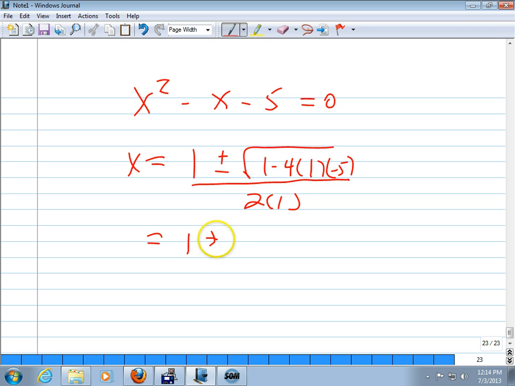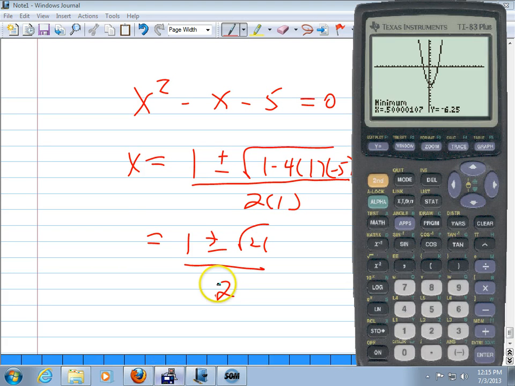So you get 1 plus or minus. What's a negative times a negative? Positive. So this is 1 plus what? 20, so rad 21 all over 2. That's some god-awful number. That's a beast. What is that? I don't know what the heck that is. Look, go on your calculator.